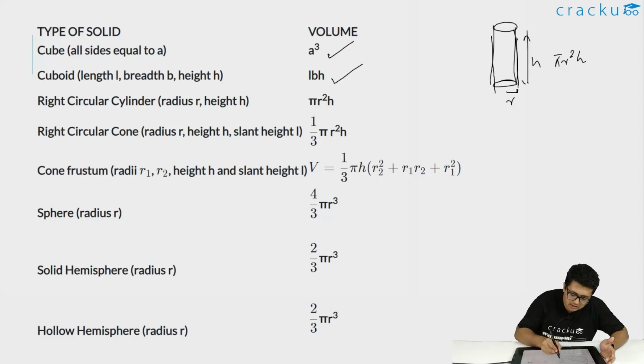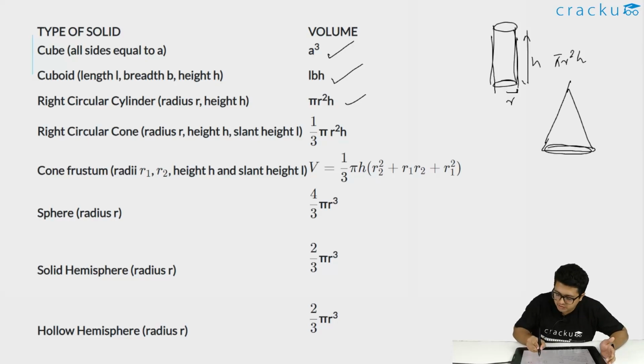Similar to that is a right circular cone, where a cone is a converging shape with the base of a circle with a radius r. This is h. A cone also has a lateral surface length of L, which we'll be discussing in the next video with surface area. But for now, the height is h and the radius of the base circle is r, and the volume would be 1 by 3 pi r square h.